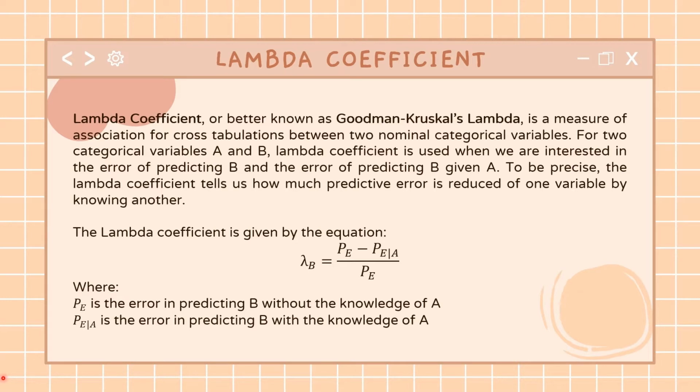Kaya lambda of B ay dahil yung variable of interest na gusto natin i-predict ay yung variable B. And tinitignan natin kung may babawas ba sa predictive error or yung probability na magkamali tayo sa paghula ng variable B given na may alam naman tayo mga bagay-bagay. And in this case, ito yon na P of E given A, or yung meron tayong idea kung ano yung mga values ni variable A.